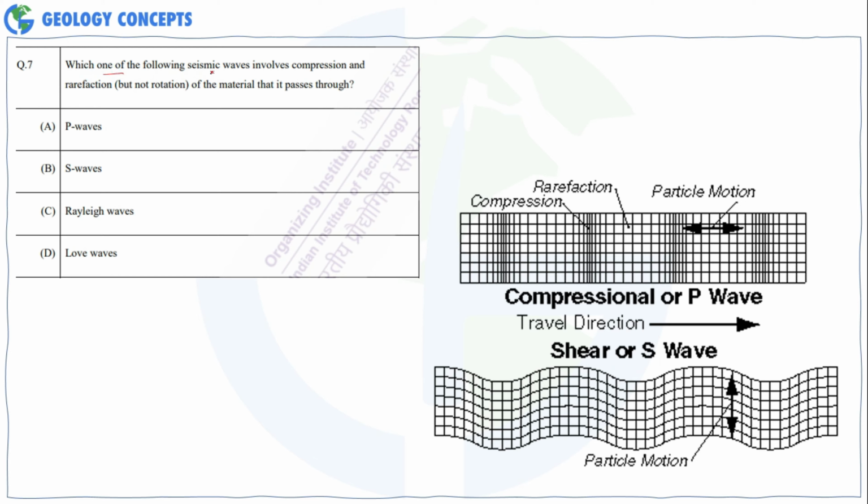Which one of the following seismic waves involves compression and rarefaction but not rotation? It should be irrotational of the material that it passes through. So it's clearly the primary wave. As you can see here, the motion is actually in the direction of the propagation of wave, in which the energy is being transferred by alternating compression and rarefaction of the material. Whereas in the shear or S wave, material or particles are polarized in a perpendicular direction to that of the travel direction of wave propagation. Hence the correct answer here will be the P waves.